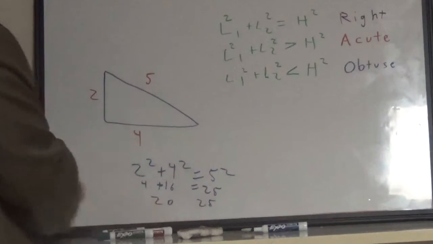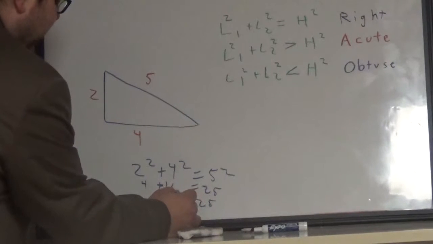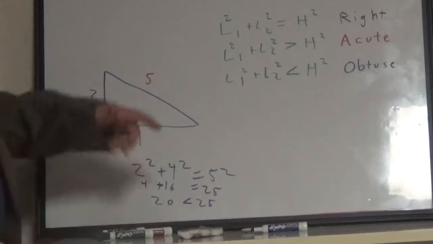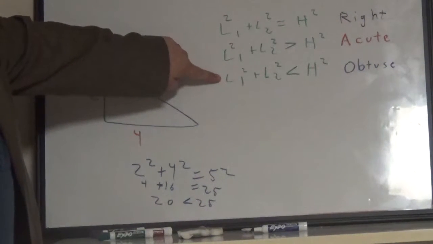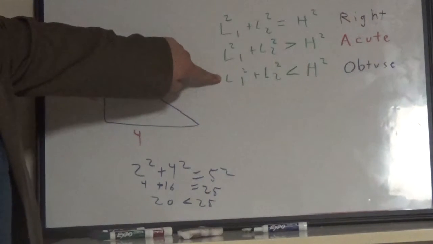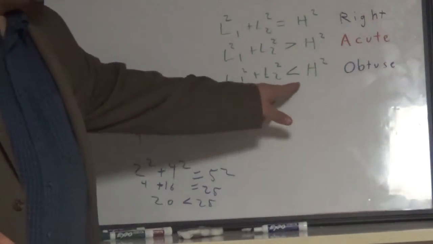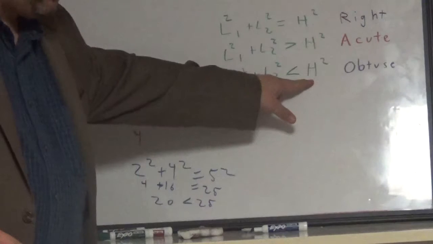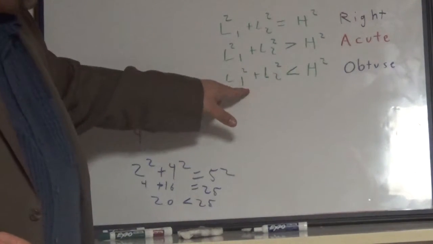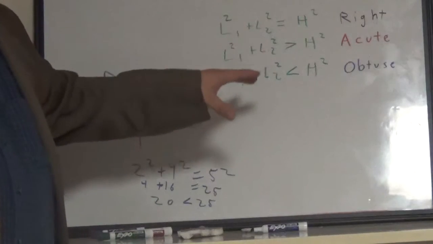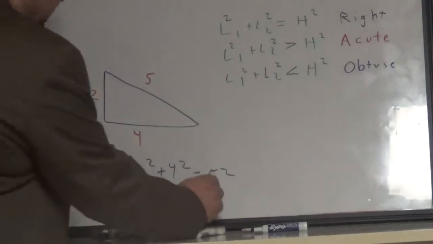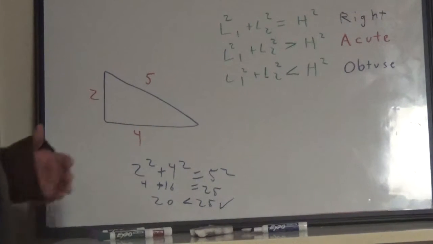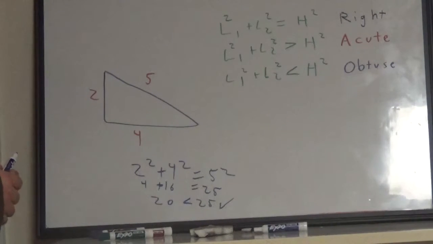Which side is bigger? Obviously this is going to be our bigger side. The hypotenuse side is now the bigger of the sides. That means it is an obtuse triangle. If you look at this rule up here, if the hypotenuse squared is greater than the first leg squared plus the second leg squared, it is an obtuse triangle. And in this one, that is the case. So we can classify this triangle as obtuse.